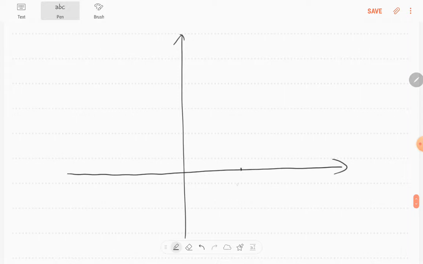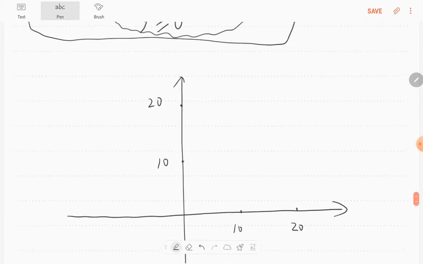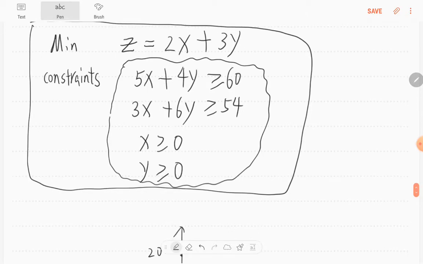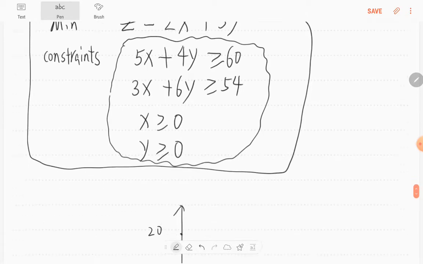This is 10, this is 20, 10, 20. Okay, so the first inequality, which is 5x plus 4y greater than or equal to 60.